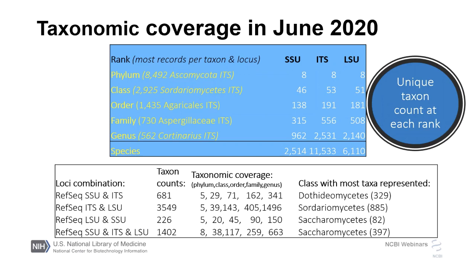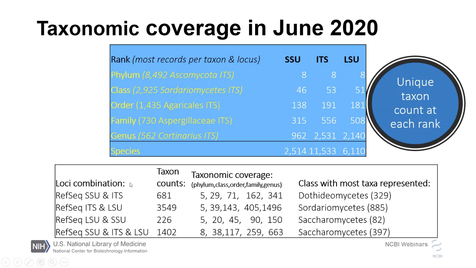And this is a little bit better breakdown of the taxonomic coverage, basically by showing you the number of records at various levels, kingdom, phylum, class, order, family, genus, and species for the small subunit, the ITS, and the large subunit. And Barbara made this slide. It's very nice, and it shows you the number in the various groups. So Ascomycetes is the largest group that has 8,492 records, and then so on down to the species level.